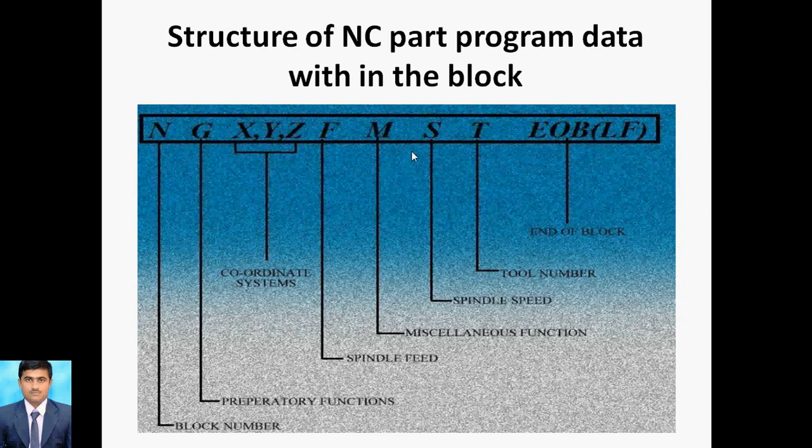Now we move to the spindle speed. Spindle speed is in RPM. Suppose we mention S 1000 here, so I can easily identify that 1000 is RPM. Then T, this is the tool number. So 01 is the first tool, 02 is the second tool. According to your requirements, the tool will be selected. Then the last block is the EOB, that is end of block. So this is the sequencing, or you can say the structure, of the NC part program.